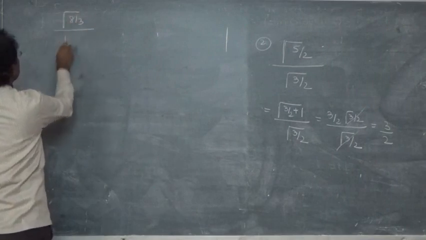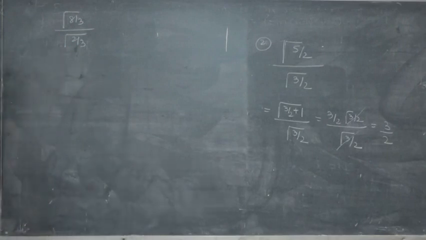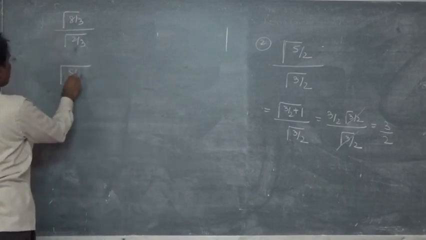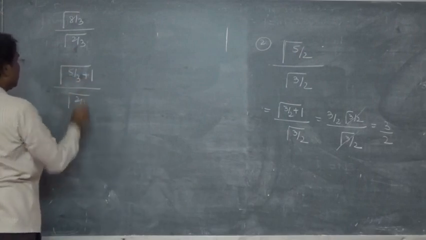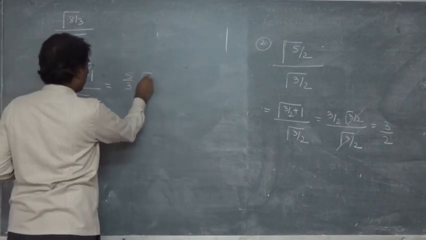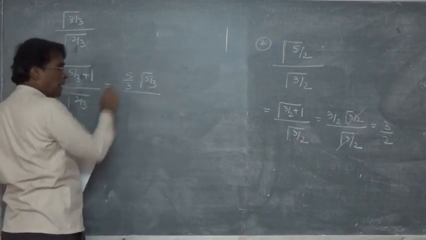Gamma 8 by 3 divided by gamma 2 by 3. Now this 8 by 3 can be written as 5 by 3 plus 1, divided by gamma 2 by 3. So this can be written as 5 by 3 gamma 5 by 3, using the formula gamma n plus 1 is equal to n gamma n.